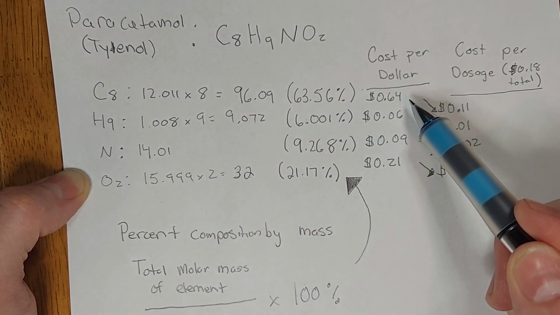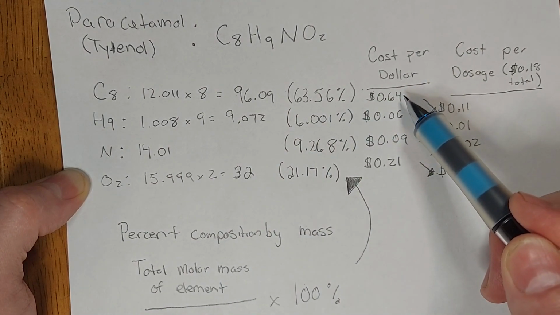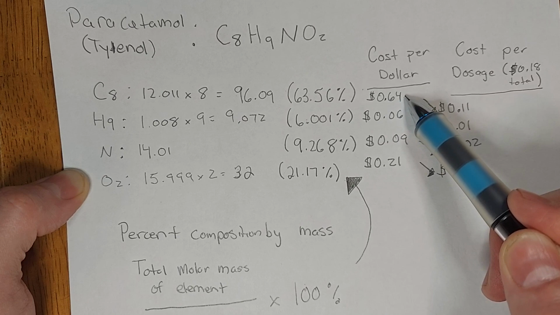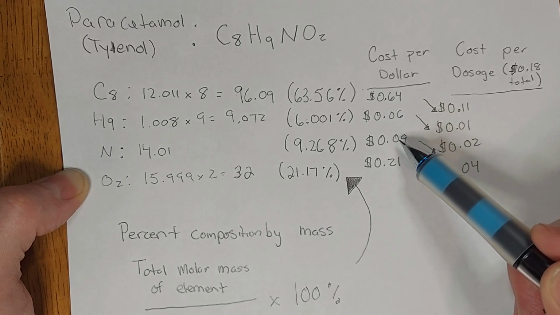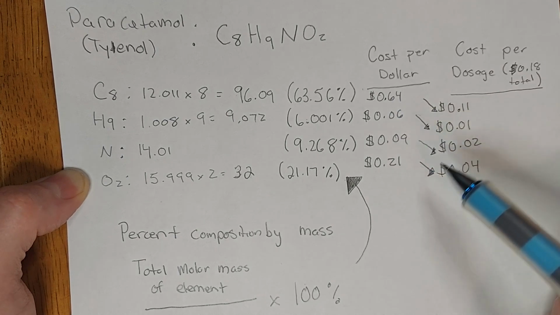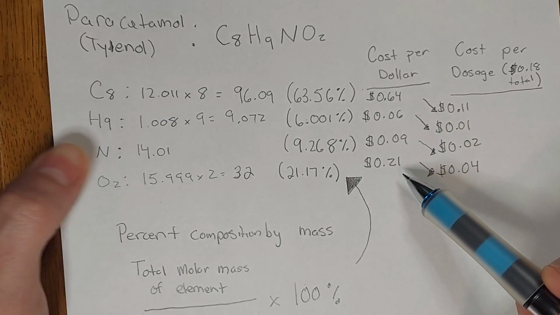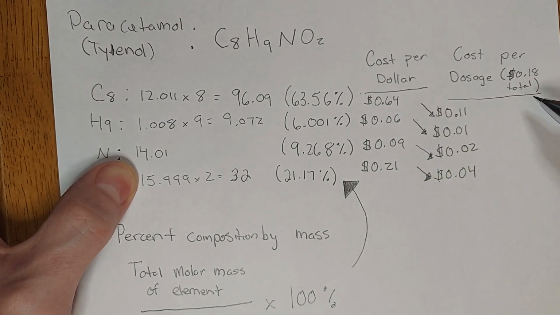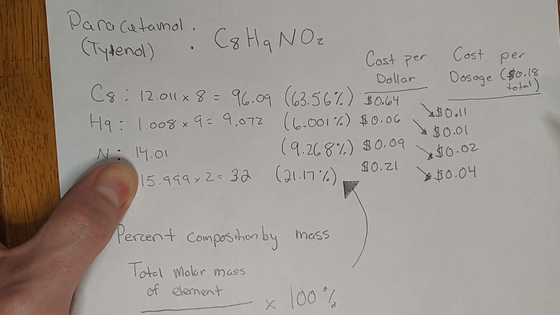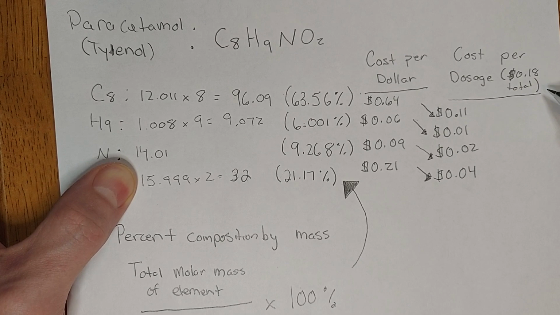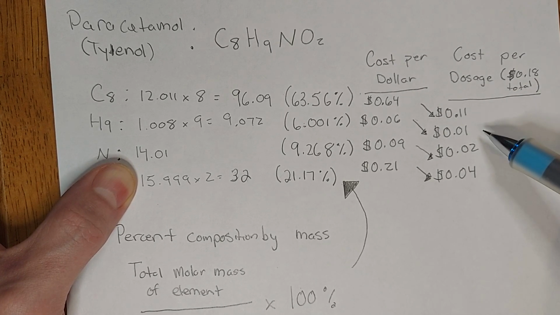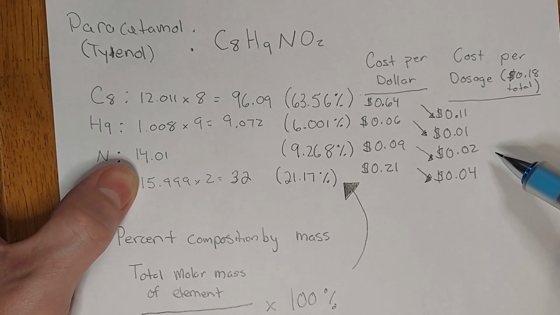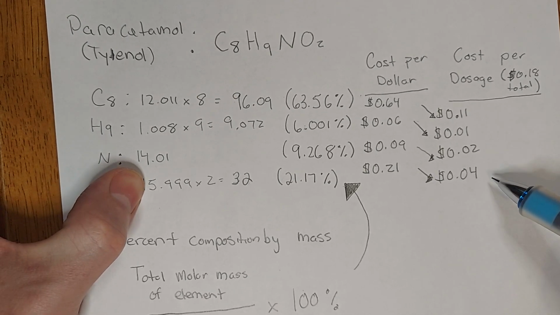We can see that the cost per dollar of each is 64 cents for carbon, 6 cents for hydrogen, 9 cents for nitrogen, 21 cents for oxygen. And then the cost per dosage, which is based off of the 18-cent total that we got in the original problem for a dosage for my body weight, we can see that carbon is 11 cents, hydrogen is a single penny, nitrogen is 2 cents, and oxygen is 4 cents.